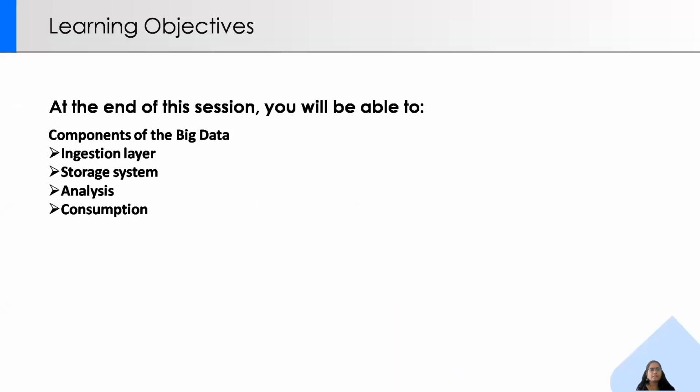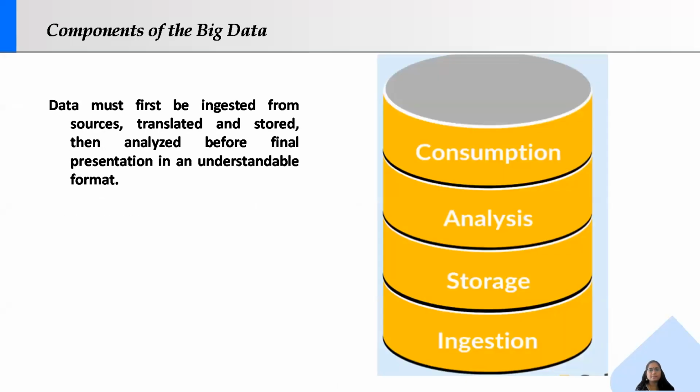At the end of the session, you will be able to know what the components of big data are. So what are the main four components? Ingestion layer, storage system, analysis, and consumption. Data must be ingested from different sources, translated and stored, then analyzed before the final presentation in an understandable format. So we are following these four main steps.